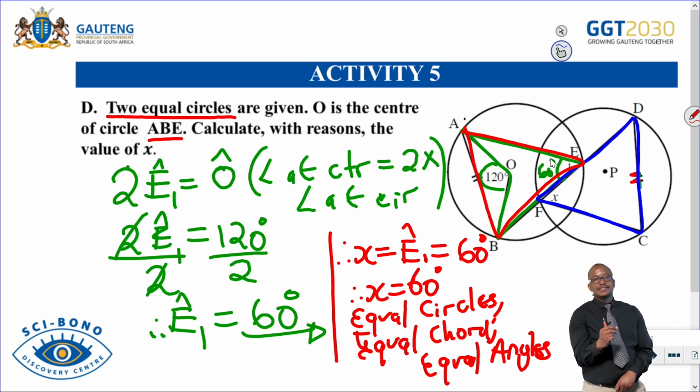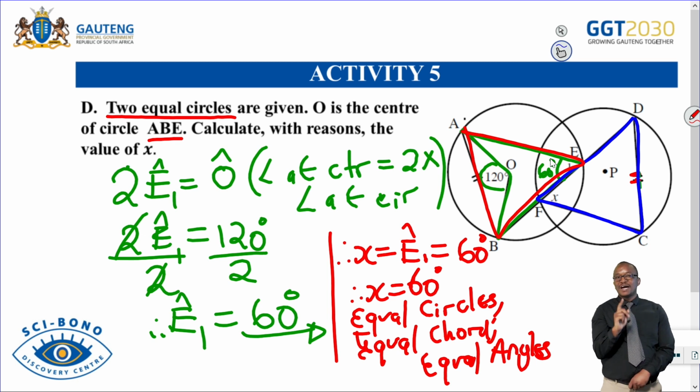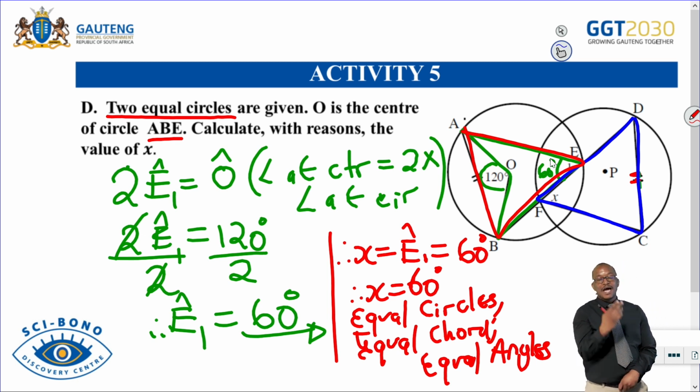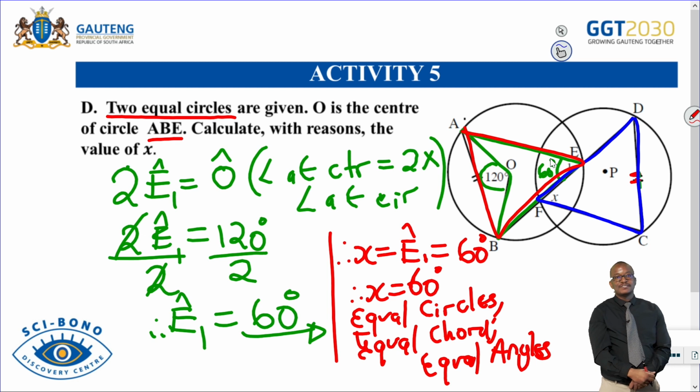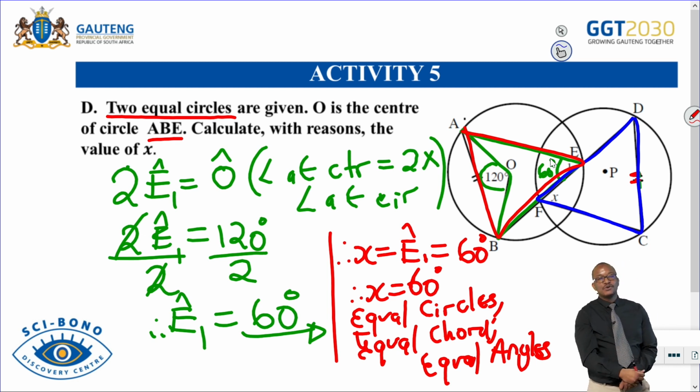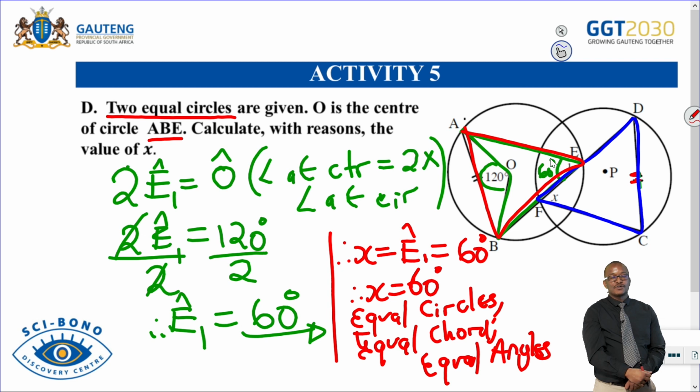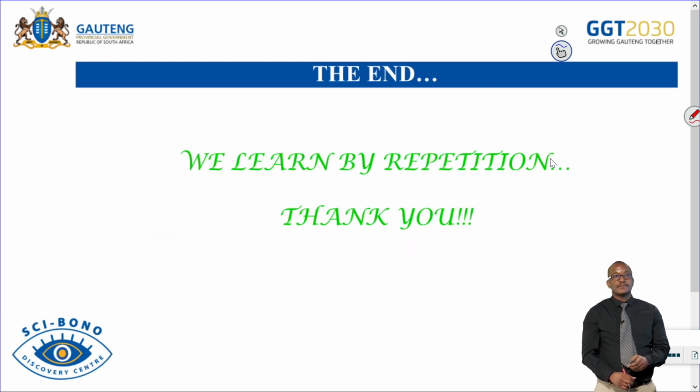So you see that for us to get X, we can't just go straight and solve for X. We need to apply other theorems before we can get there, according to how the diagram is given. So this is how you solve these particular questions. And this is the end of our lesson. Remember, we learn by repetition. You repeat these theorems over and over again for you to understand them. Thank you.